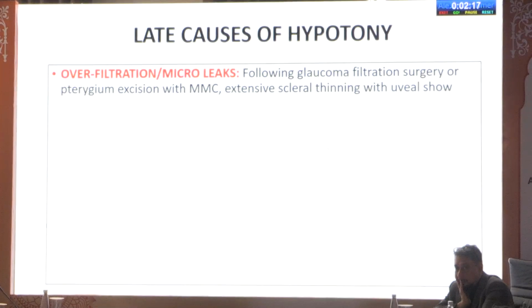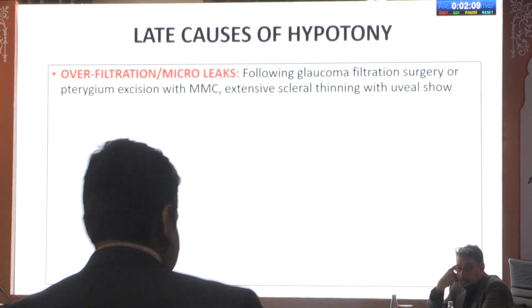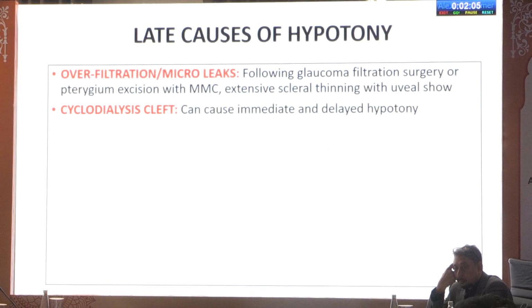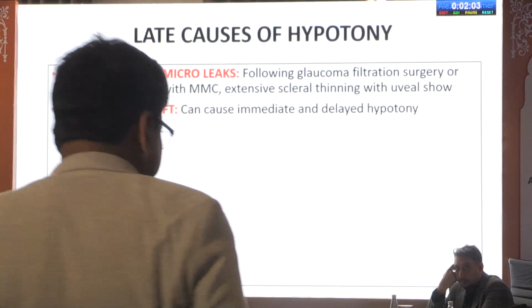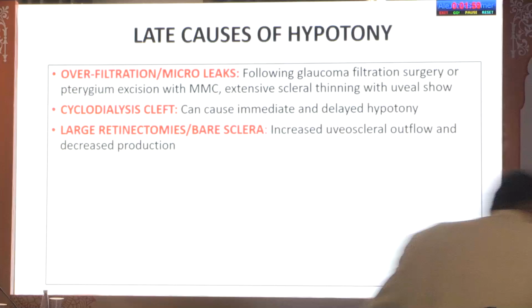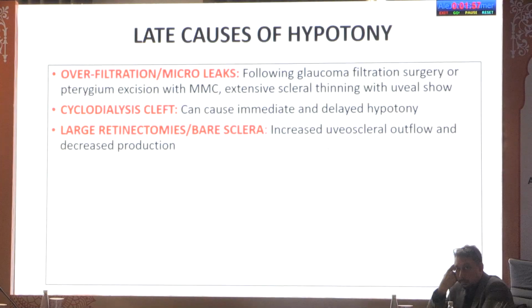It can also happen after an infected or exposed scleral buckle which has been there for a long time. You actually get it out, and the pressures are low after that because there's a huge area which is almost bare, a kind of bare choroid, causing a micro leak, and those are also very difficult to manage. Cyclodialysis clefts, as we talked about, early hypotony can be there as a cause of late hypotony also. Patients who've had large retinectomies or large chorioretinectomies have large areas of bare sclera and typically have low pressure. They have a lot of increased posterior uveoscleral outflow, they also have decreased production, and are also very difficult to manage.